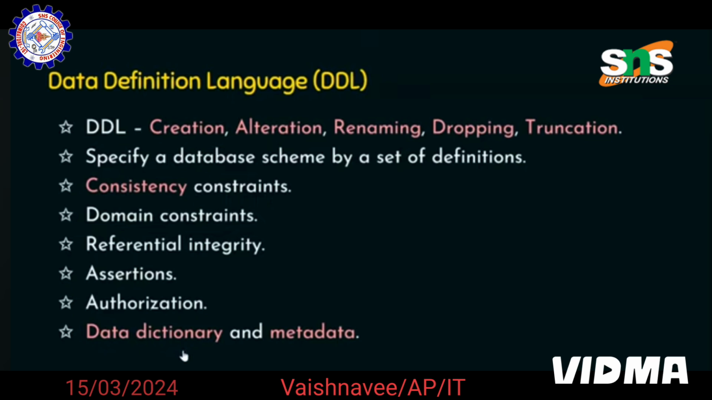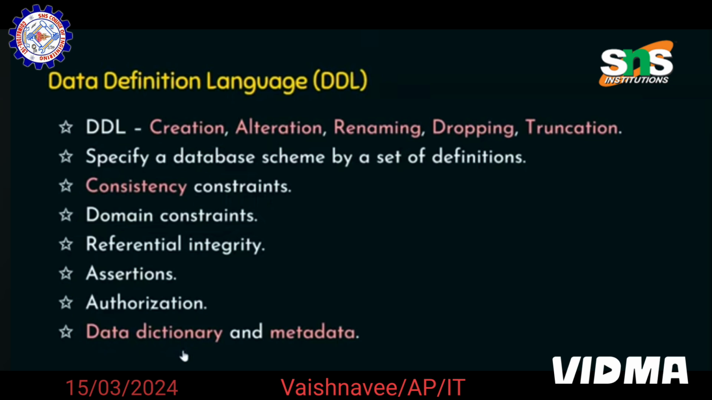Then assertion and authorization. If a user has read authorization, he can read the data present in the table but not write it. If the user has insert authorization, he is able to insert records into the database. If he has update authorization, he can update the database. Suppose your user wants to delete some data present in the table, he should have delete authorization. So we may assign all, none, or any combination of these types of authorizations: read, insert, update or delete. And the last point here is data dictionary and metadata.